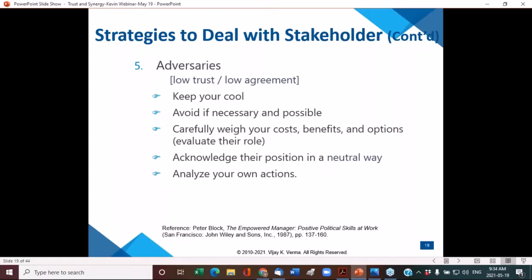Analyze your actions. Maybe it is you who whispered in the ears of management 2 years ago against them, and now they are really taking it back on you. Don't label people as adversaries too quickly. Okay? Think about it. Why are they acting the way they are acting?